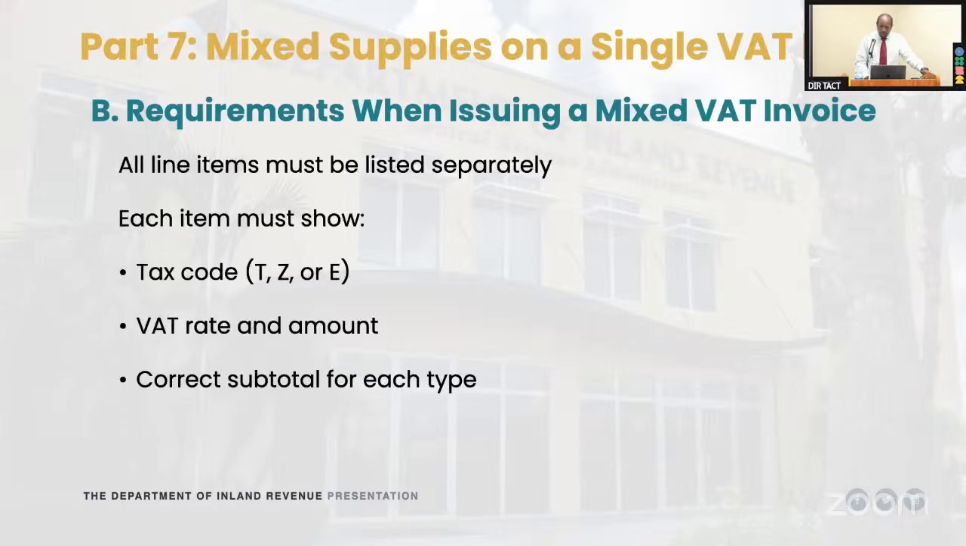So B, requirements when issuing a mixed VAT invoice: all line items must be listed separately. Each item must show the tax code, the VAT rate and the amount, and the correct subtotal for each type. Because you want to make sure at the end of the day, when you're adding up your stuff, that it makes sense. Like the young people say, make it make sense.